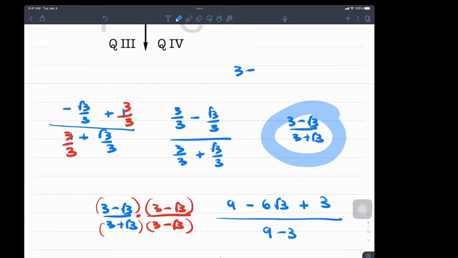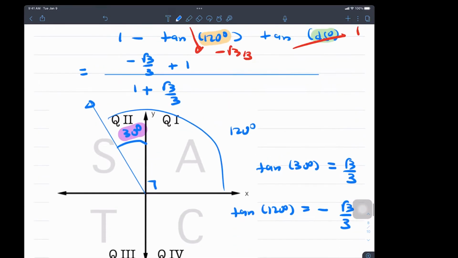So it's 3 minus the square root of 3 over 3 plus the square root of 3. Is that what we got earlier? Okay. Well, anyway.